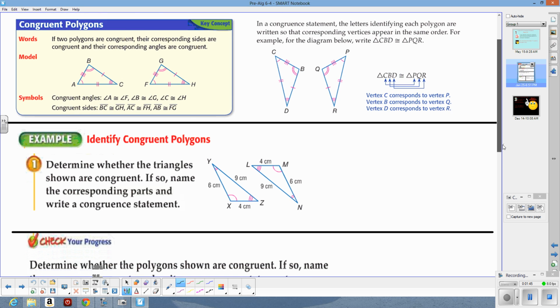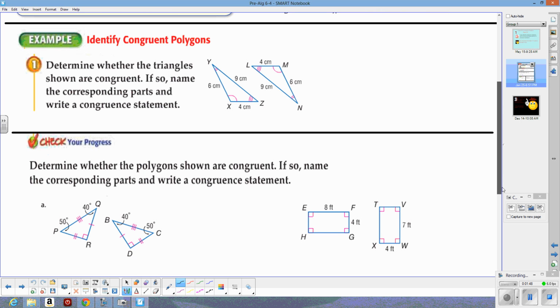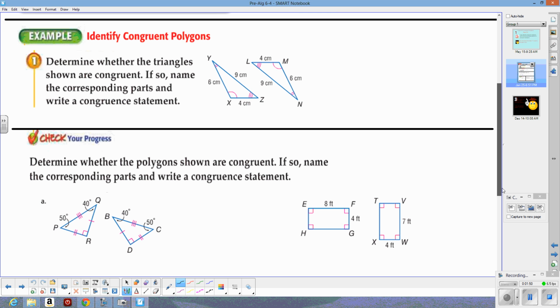Example 1 says determine whether the triangles shown are congruent. If so, name the corresponding parts and write a congruence statement. Well, I can tell the angles are congruent because they have these little arcs showing these two are the same, these two are the same, and these two are the same. And then the lengths of the sides are 4, 6, and 9. So since corresponding angles and corresponding sides are congruent, they are congruent triangles.